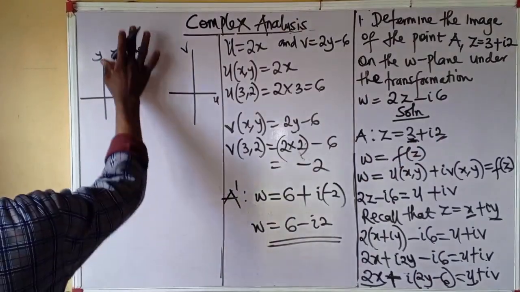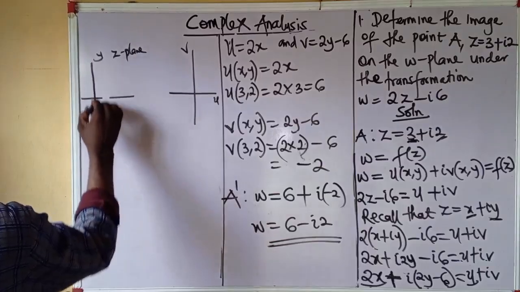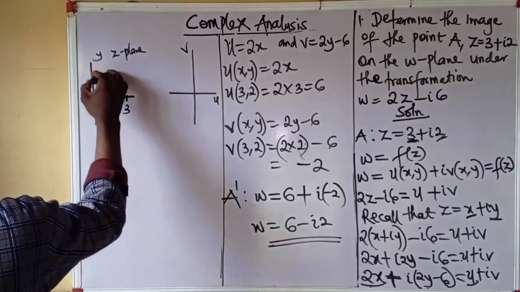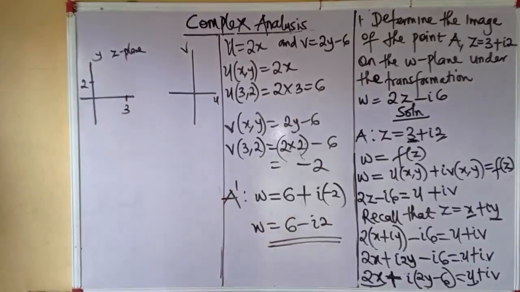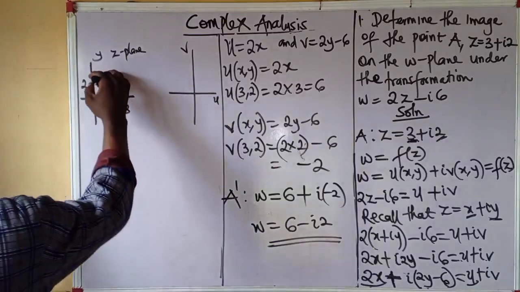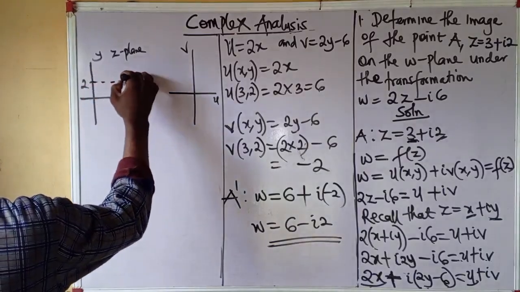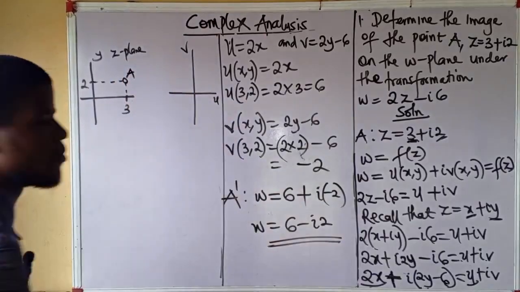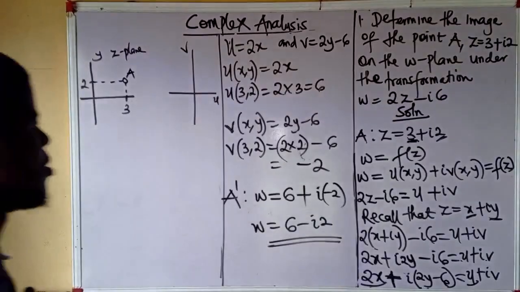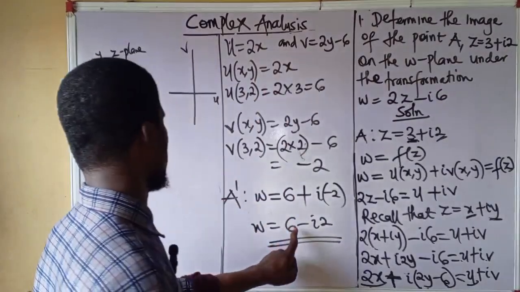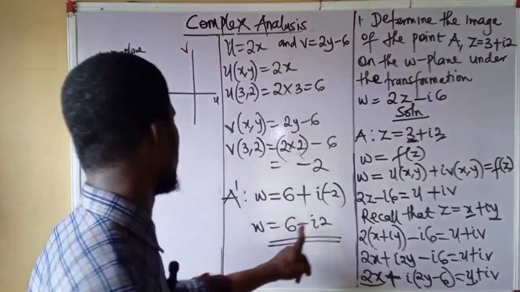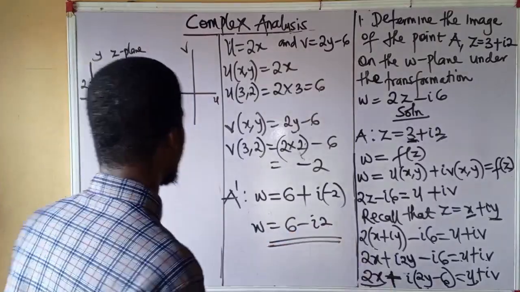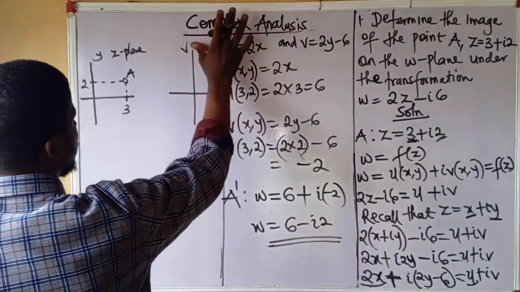Let me shift this. This is 3 and this is 2. So if I plot this point, this is point A. You get it? Now let's come to the image. This is the x and this is the y. So x is 6, y is minus 2.